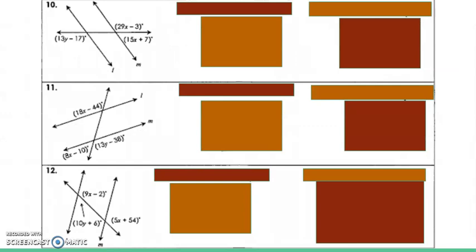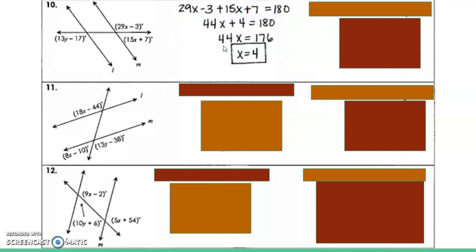Number 10, we're going to do the same thing. We're going to find our x first and then our y. If I look at my x terms, both of those are supplementary angles when I add them together. So I'm going to set them equal to 180. Once I solve for x, I find that x equals 4. And then I'm going to use that to figure out what my y is.